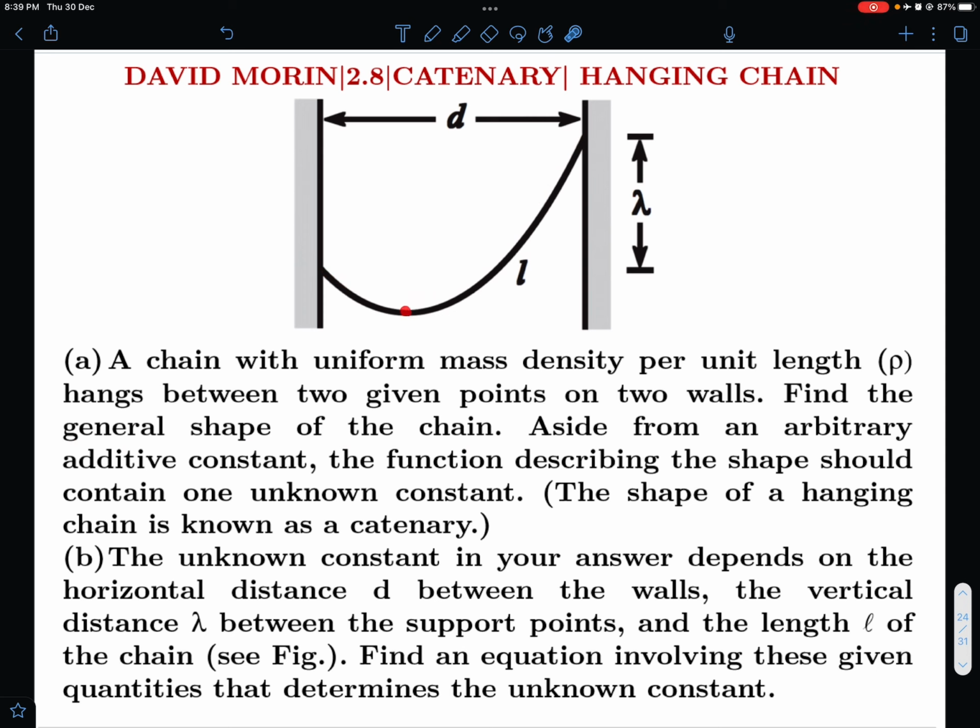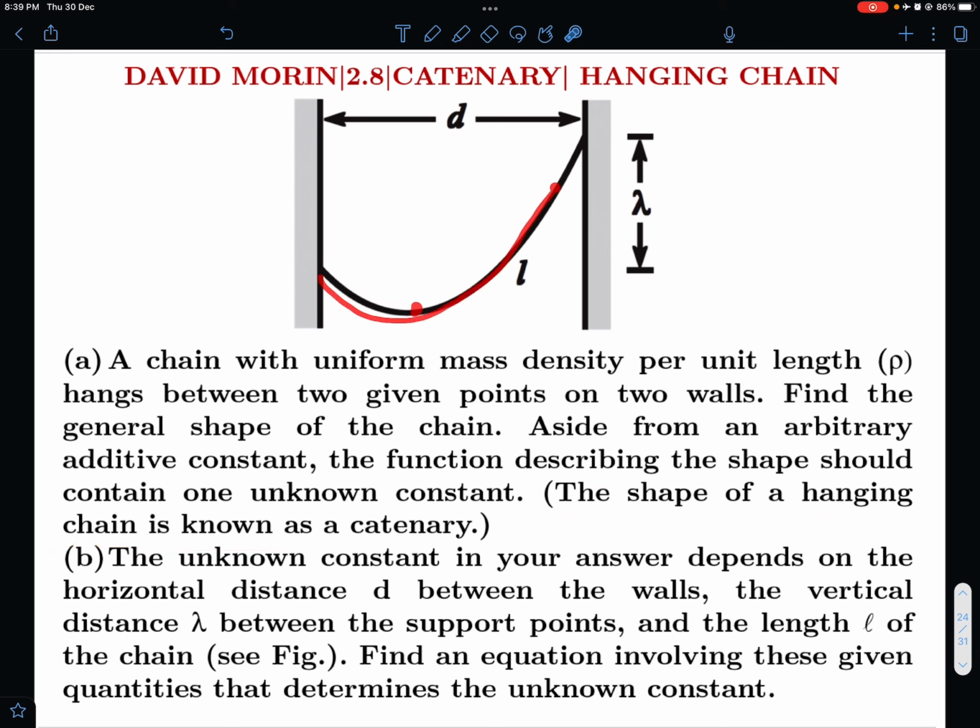Even though it's not given in the problem, you can use this as the origin. Take the bottommost point as the origin, and then think of vertical as the y-axis and horizontal as the x-axis, and try to find the equation of the chain as y as a function of x. Of course there will be some arbitrary constants of integration which will depend on the location where it is tied. All those things we'll try to evaluate later on. It says, aside from an arbitrary additive constant, the function describing the shape should contain one unknown constant, and the shape of the hanging chain is known as a catenary.